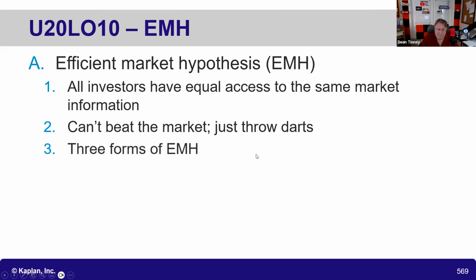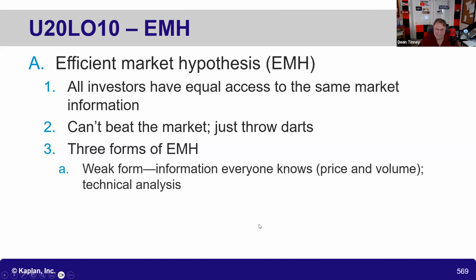And there are 3 forms, and you will get a couple test questions on 65 and 66 about the efficient market hypothesis. The can't beat the market, just throw the darts is the strongest form. This is the form where monkeys throw darts at the Wall Street Journal, and when it hits a stock, we buy the stock, and then the monkeys beat the professionals more often than not.